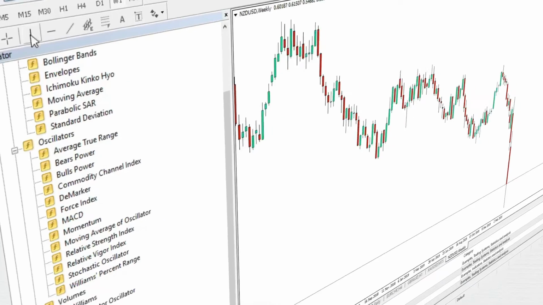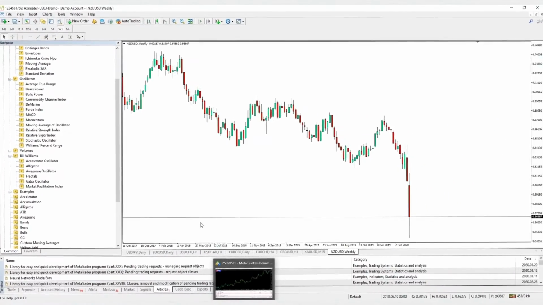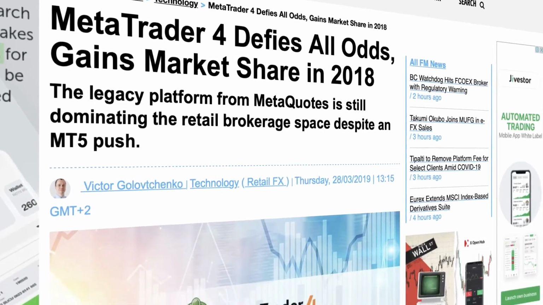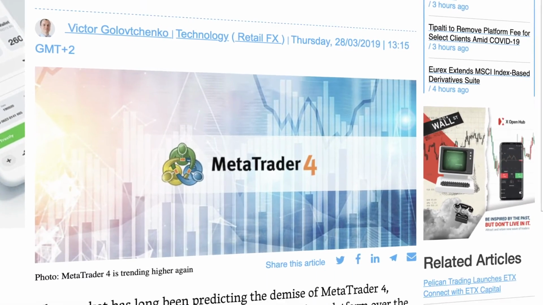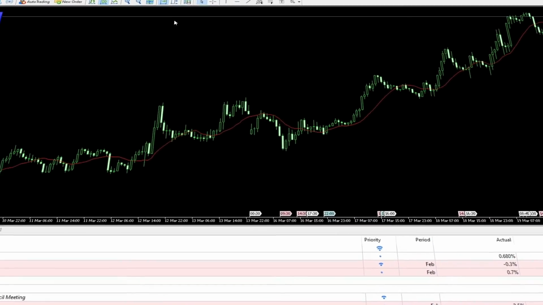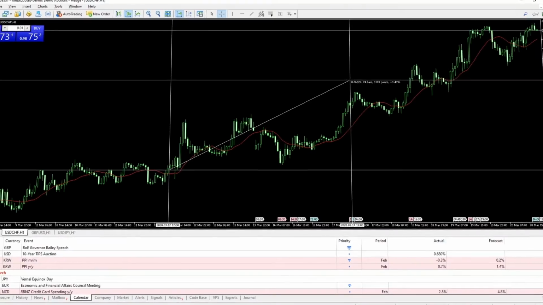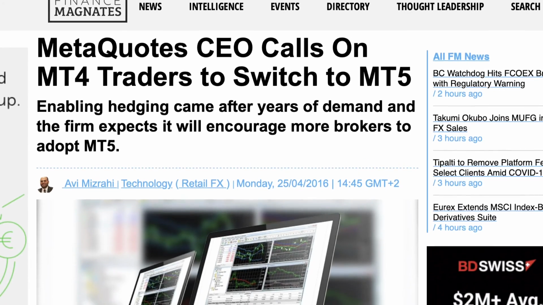To sum up, MetaTrader 4 remains the most popular and preferred Forex trading platform for beginners due to its simplicity and ease of use. MQL4 is more friendly to get started with algorithmic trading and EAs. However, MetaTrader 5 has unique features, and it seems that MetaQuotes is heavily invested in MT5's development.